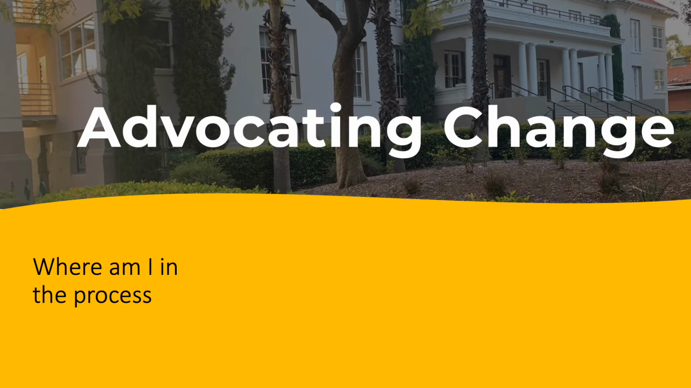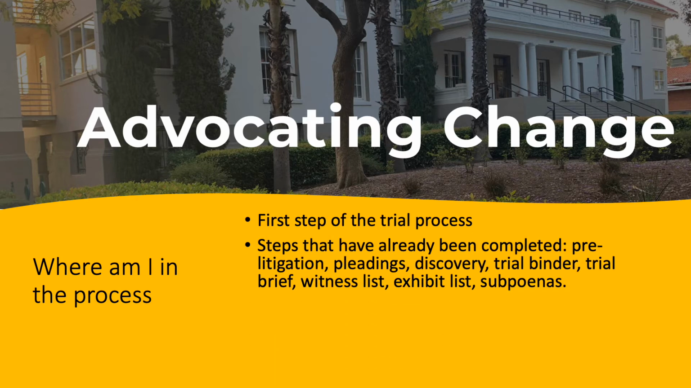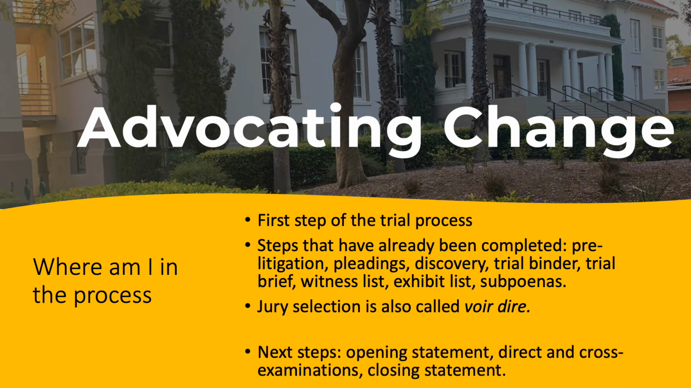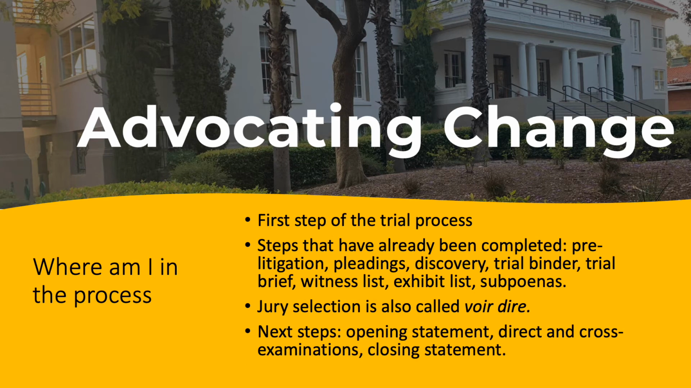Hello, welcome to the jury selection section of the University of La Verne Justice Center website. Glad to have you. This is the first step of the trial process. At this point, you have completed all forms of trial preparation, such as pre-litigation, pleadings, and discovery. You have also completed the trial binder and brief, created a witness and exhibit list, as well as sent all subpoenas. Now you are ready for jury selection, also called voir dire. After jury selection, you should begin preparing your opening statement, direct and cross examinations, and finally, your closing statement.